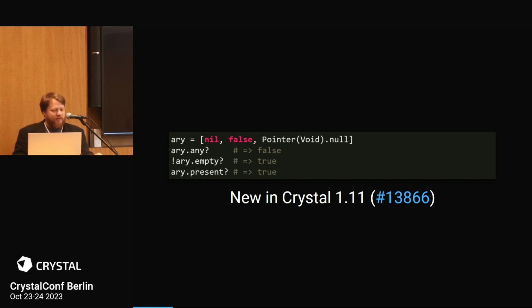So maybe that problem is solved, but we could still ask, what about any?? Do we even need that? Maybe, probably less than Ruby, where these semantics come from, because in Ruby you more often have arrays with nil values in them. In Crystal, through static typing, that's less common, I guess. So maybe we don't need any?, but that's a different story. We can think about it.